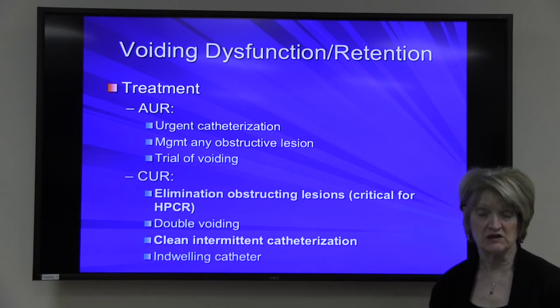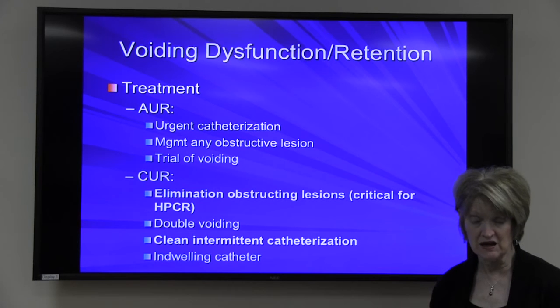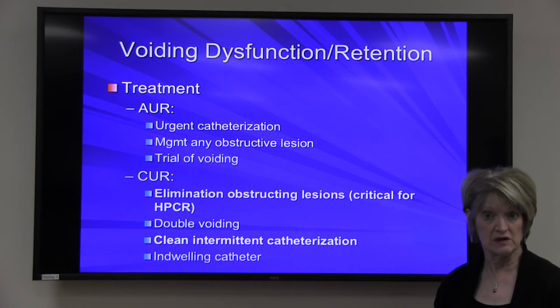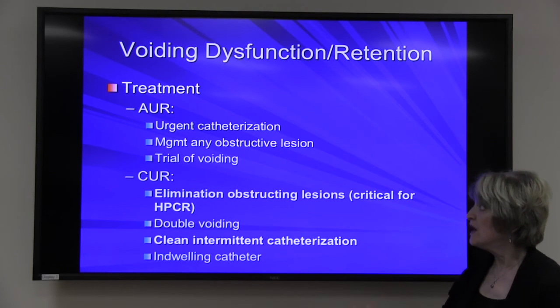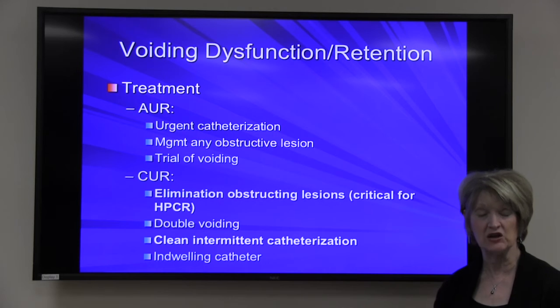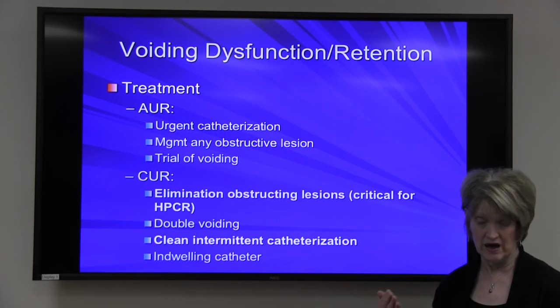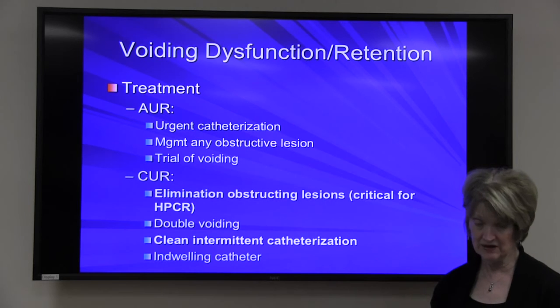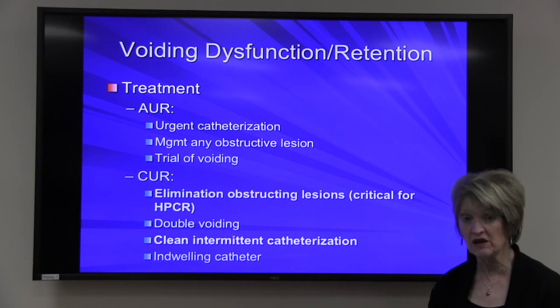Manage any obstructive lesions. So do they have an enlarged prostate? You've got to deal with that. Or you can deal with it pharmacologically with medications, or you can do surgery. But clearly the prostate's causing a major problem. You have to deal with that. And then once the bladder's been decompressed and any obstructive lesions have been eliminated, then you can remove the catheter and allow them to try voiding. It's called a trial of voiding or a trial without catheterization to see is bladder function normal enough to empty?